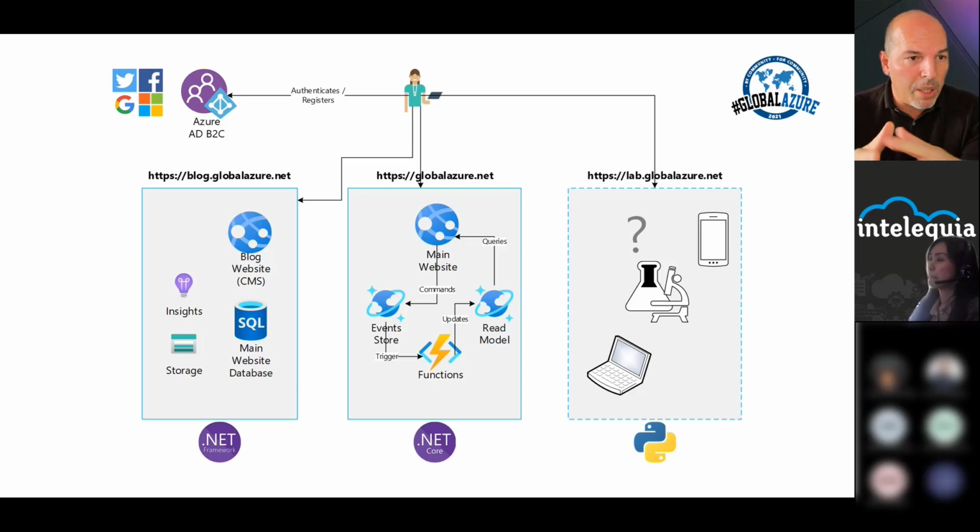I'm in fact one of the global admins of the event. For implementing the website and other related websites, we use, for example, Azure AD B2C. I'm going to show you how we use it and how we implement it in this website. As you can see in the slide, in the middle we have the main website, GlobalAzure.net, where people use it like a hub.